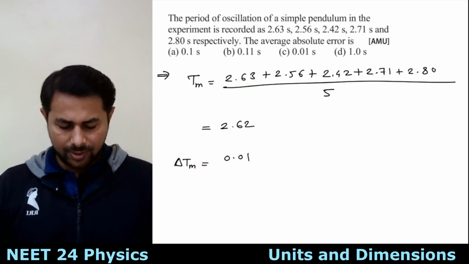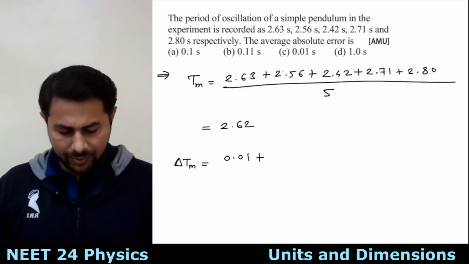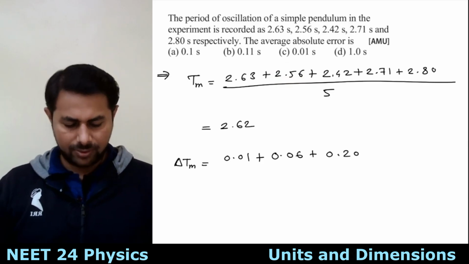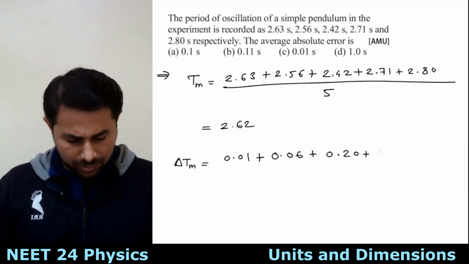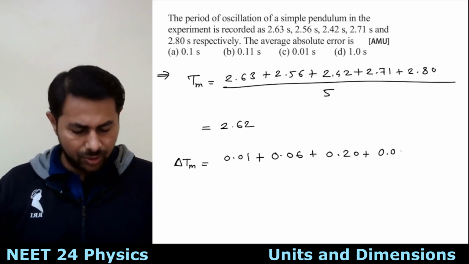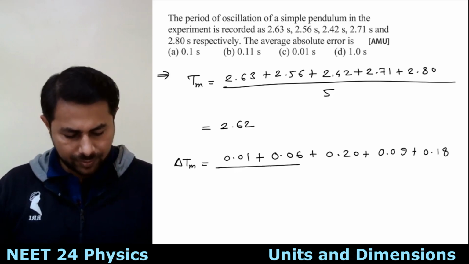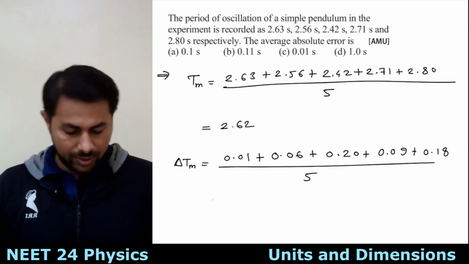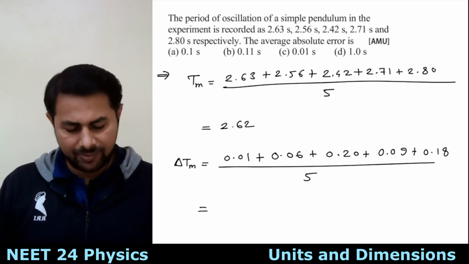0.01, right? And we are taking absolute error now, plus error in the second one is 0.06, error in the third one is 0.20, that's too much. Error in the next one is 0.09, and error in the last one is 0.18, and you divide that by 5. So this is how you will find out the mean absolute error, but it takes time, right?